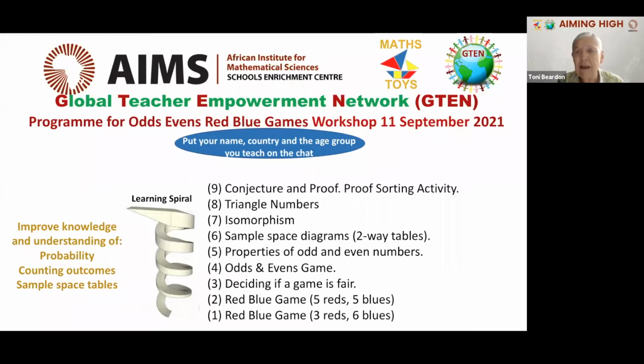And then we're going to play a different game called Odds and Evens. And we're going to look at the properties of odd and even numbers when we multiply, subtract. And then we're going to look at these sample space diagrams, two-way tables. And that's where we record the different results of what's possible when we carry out the probability experiment or the game. After that, we're going to look at this idea of isomorphism, and if you've not met it before, you'll understand it after this workshop.